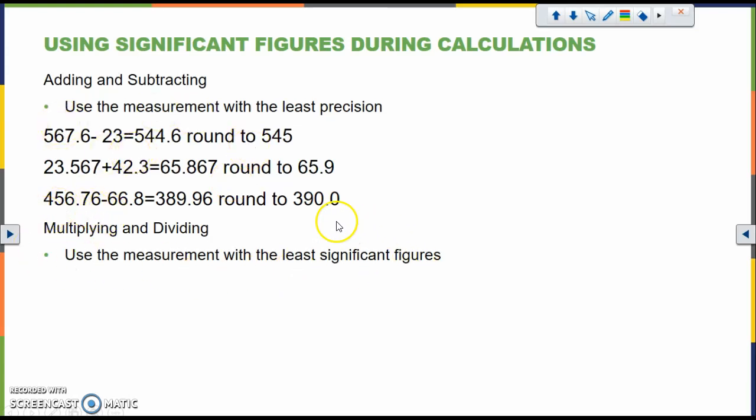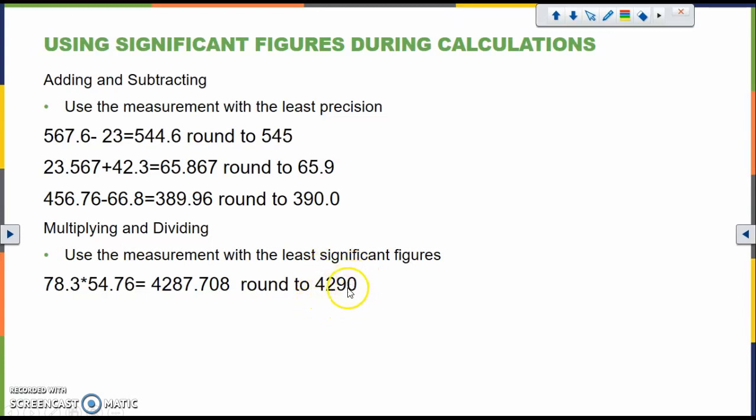There's a different set of rules when we multiply or divide. When we multiply and divide, we actually count significant figures. So we're multiplying these two numbers. You have 3 significant figures here. You have 4. Which one has the least? 3. So therefore your answer has to have 3 significant figures.